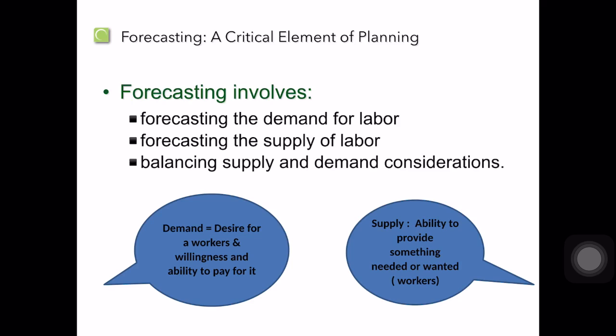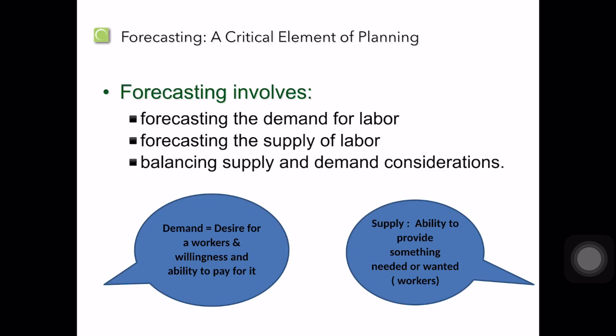Next, supply. Supply adalah ability to provide something needed or wanted. Supply tu bekalan lah. Adakah you masih mempunyai kebolehan untuk menyediakan 100 orang pekerja untuk tahun depan? Itu adalah kita kata dengan supply. Kalau tak cukup, kalau you tak ada kebolehan tu, what will you do? So ialah you start guna internal external recruitment. Itulah kita kata dengan HRP lah.